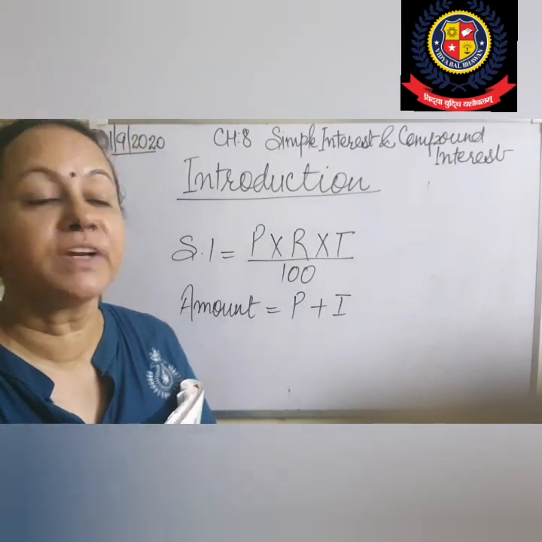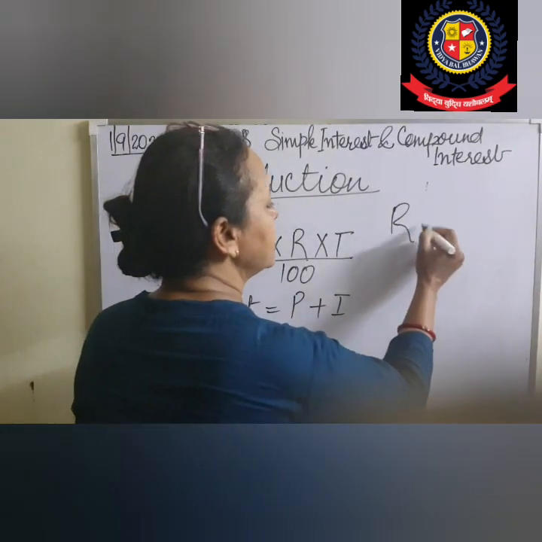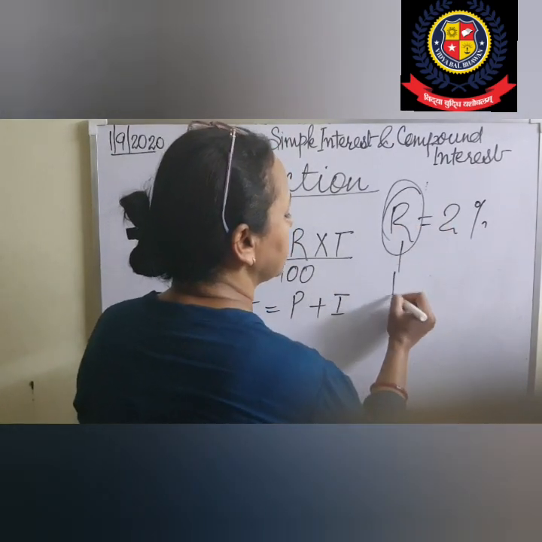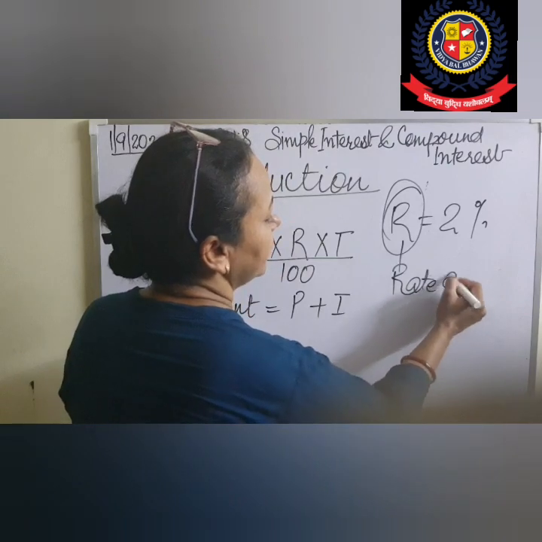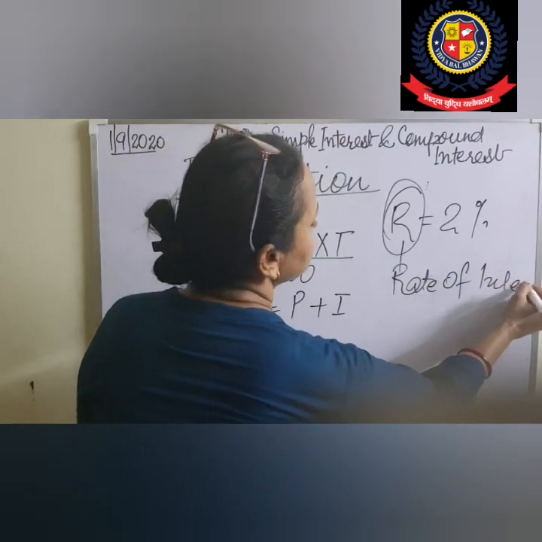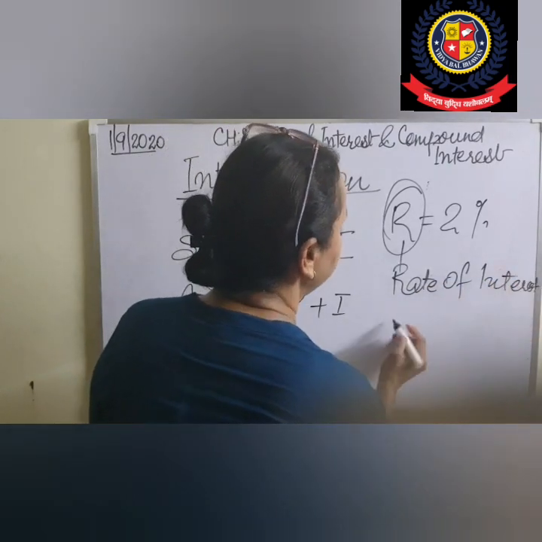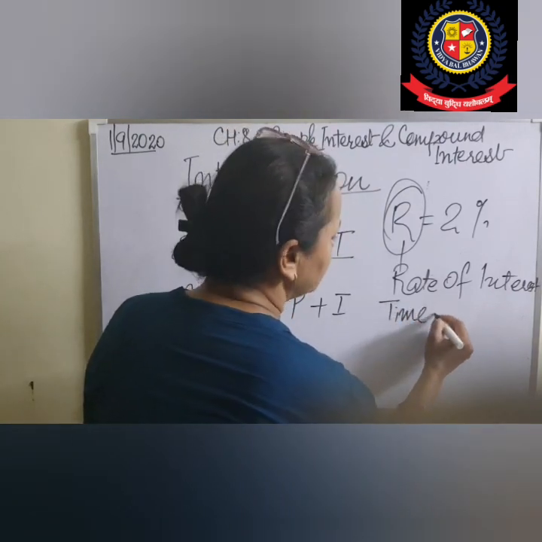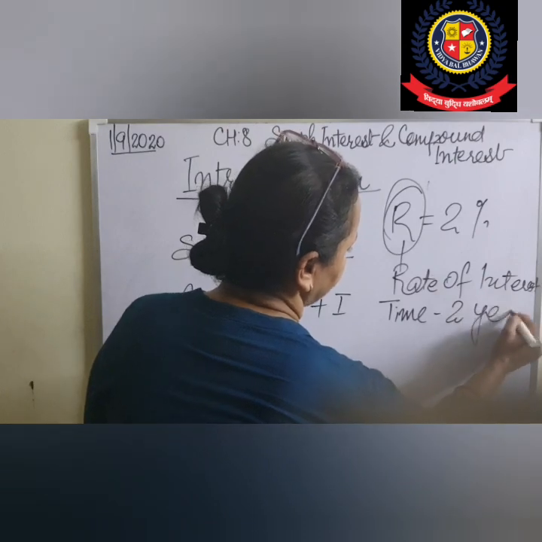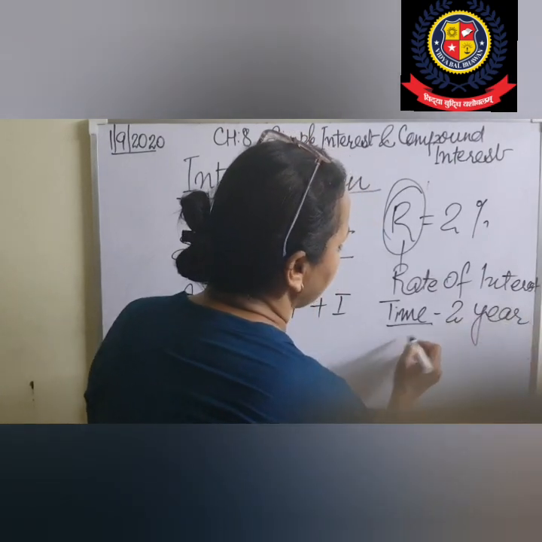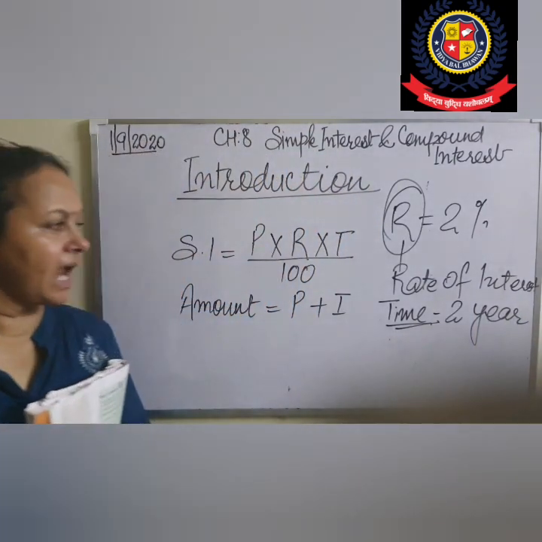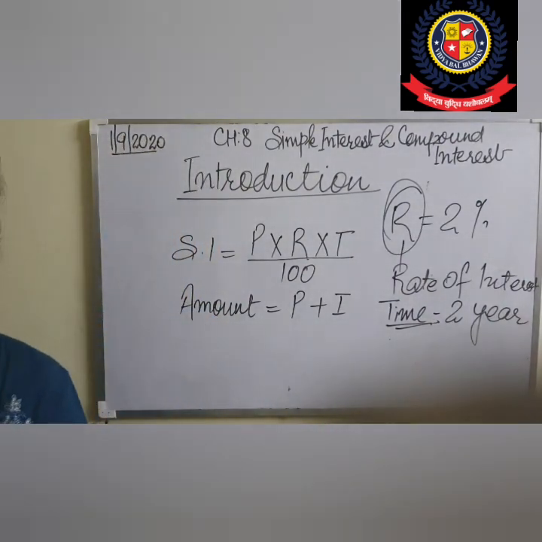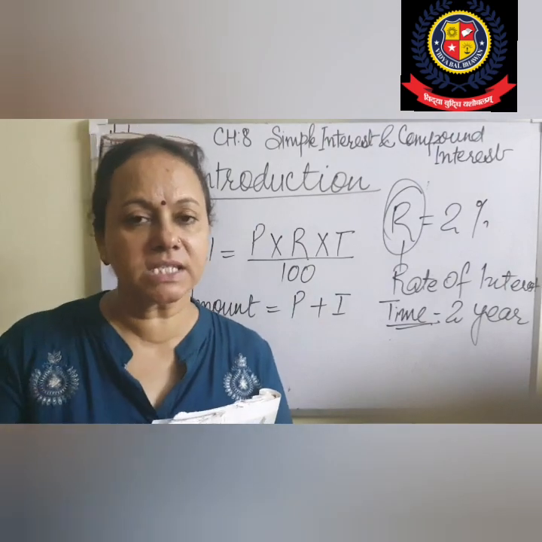2% is the rate of interest. What is it? R is 2%. 2% means this is the rate of interest. And for how much time? Time will be, I am saying, 2 years. So what is it? Time, T. Clear? And P is the principal amount which I have borrowed from the bank. Right? This is simple interest.